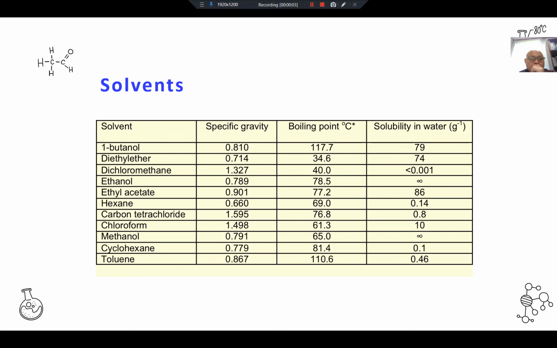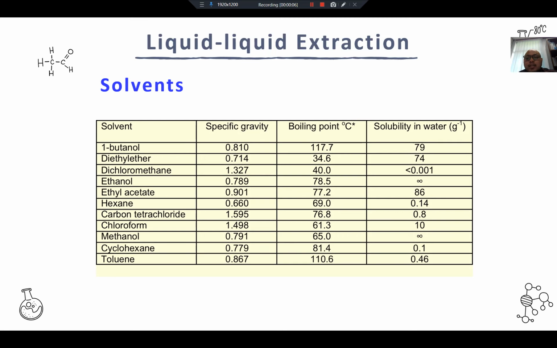Here are the solvents that can be used in liquid extraction. You need to look at the solubility in water. Let's say the phase that you don't really want, the raffinate, is water. So you need to look at here: the smaller the solubility, the less it will dissolve in water. It is immiscible in water.